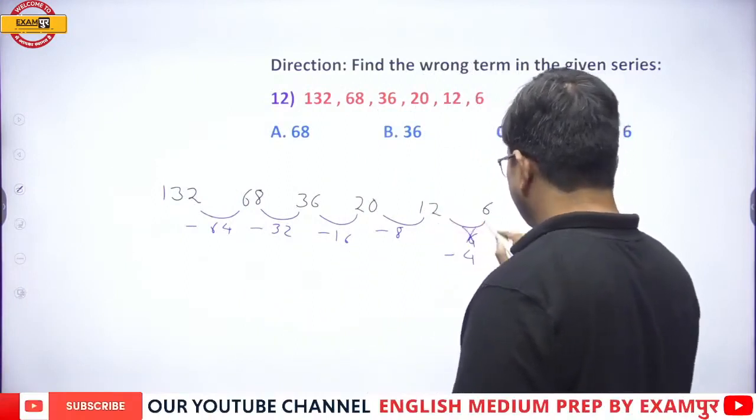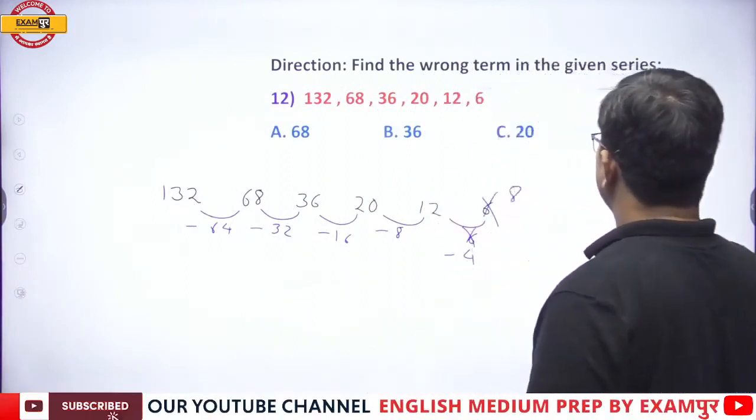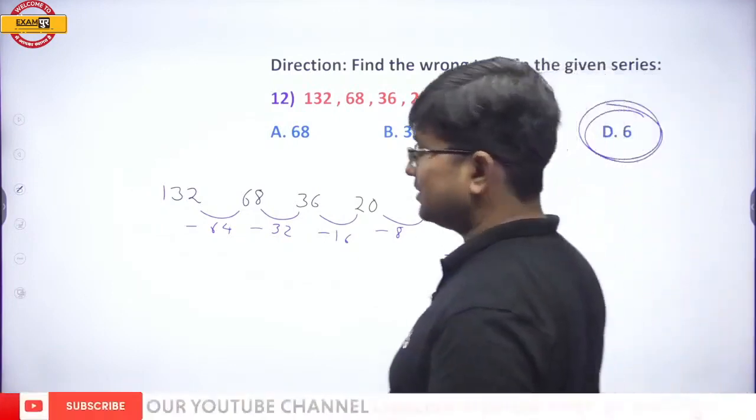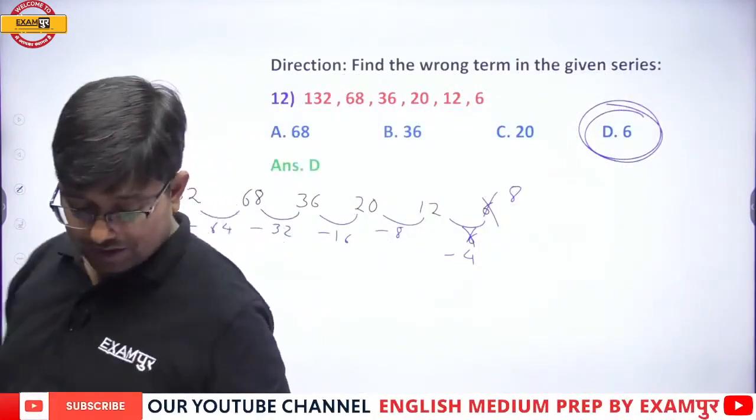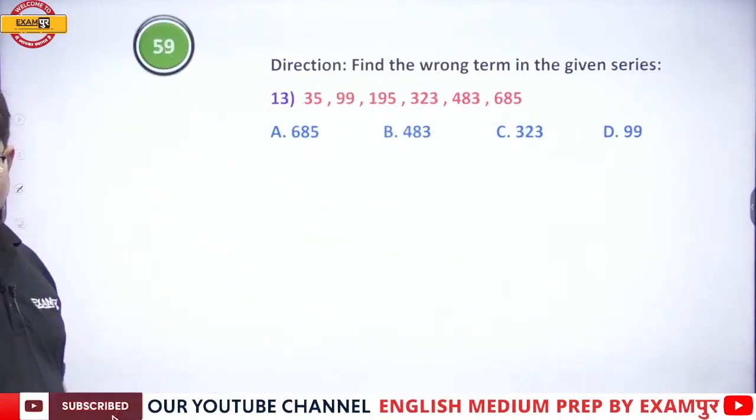And when you subtract 12 minus 4, you would be getting 8. So the wrong term over here is 6. In place of that, 8 should be there. All right, everyone. Next, solve this one. Hurry up.